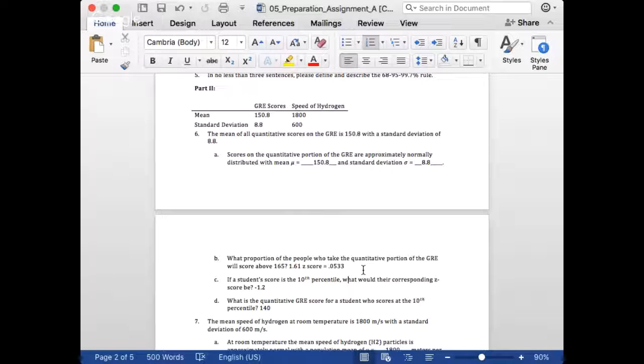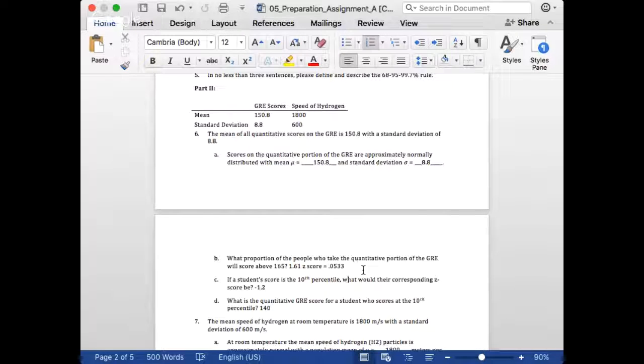Okay. Camden, you want to read D? What is the quantitative GRE score for a student who scores at the 10th percentile? Okay. This one I had to pull from the prep key. I never did figure out how to do that. Did you?